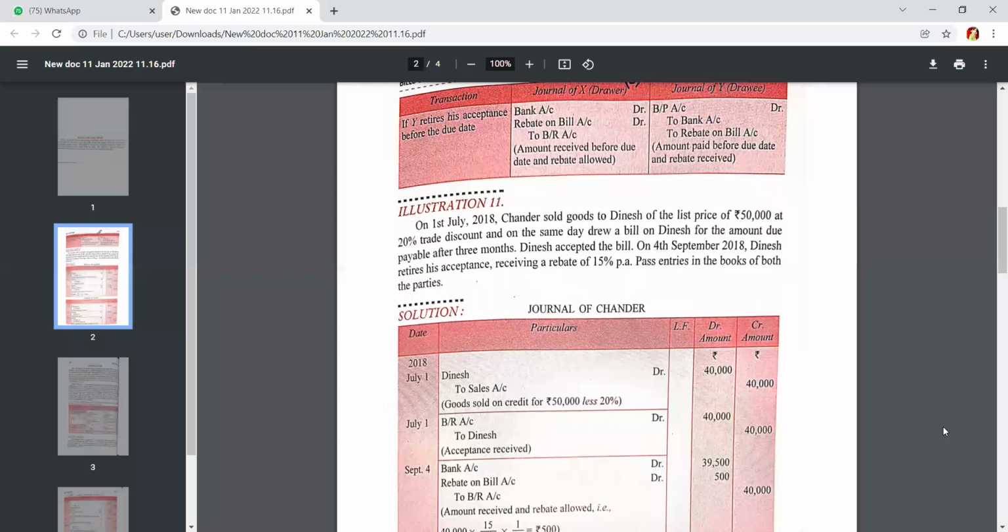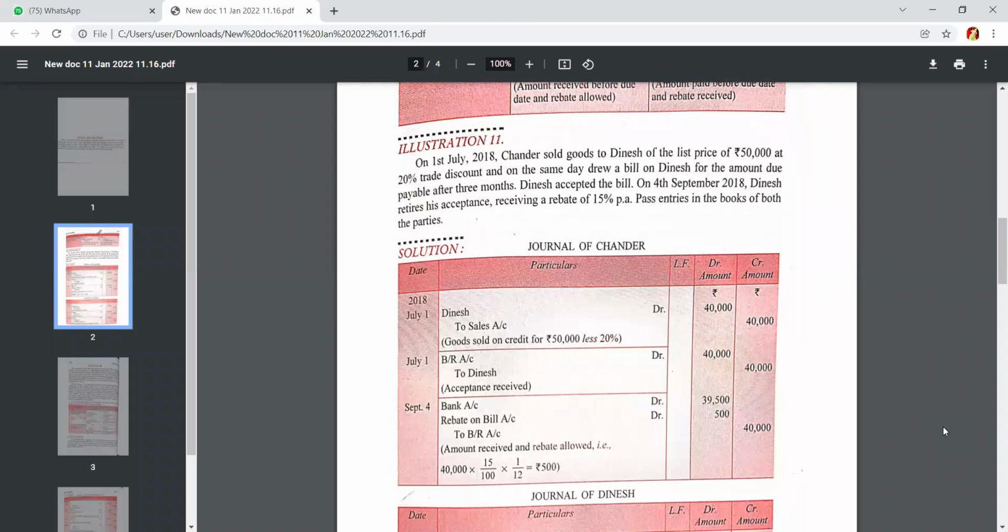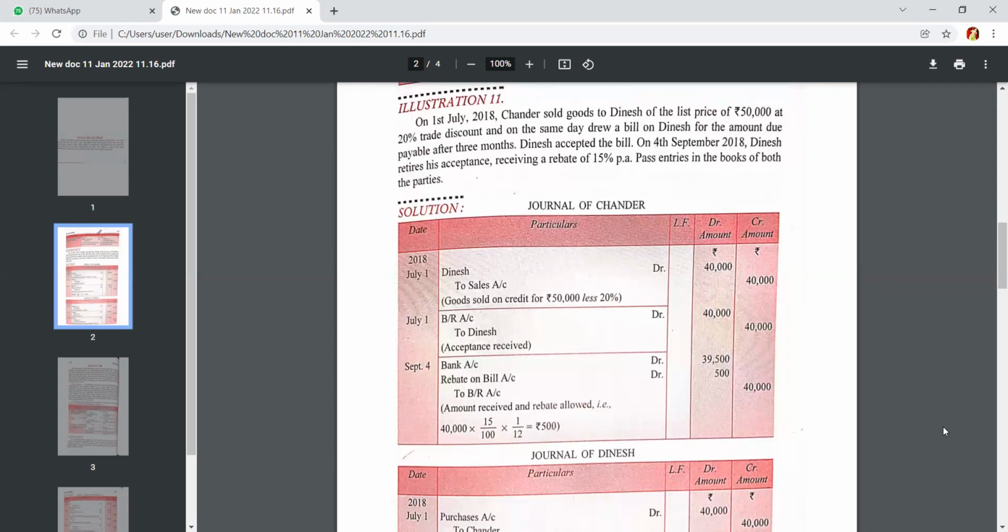Illustration number 11. See now how it works. On 1st July 2018, Chandar sold goods to Dinesh of the list price of rupees 50,000 at 20% discount. On the same day, he drew a bill on Dinesh for the amount payable after 3 months. Dinesh accepted the bill, and on 4th September 2018, Dinesh retired his acceptance, receiving a rebate of 15% per annum. We have to pass the necessary entries in the books of both parties, the drawer as well as the drawee.